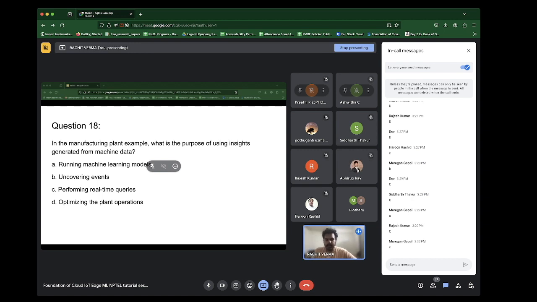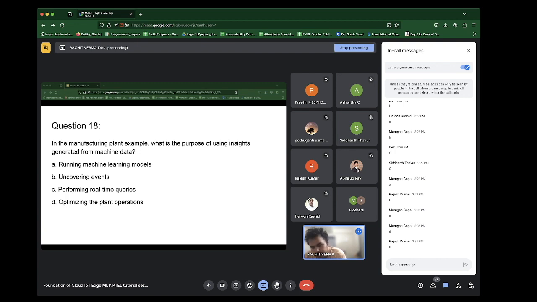In the manufacturing plant example, what is the purpose of using insights generated from machine data? Is it A, running machine learning models, B, uncovering events, C, performing real-time queries, or D, optimizing the plant operations? Two people are saying D. Any other responses? Option C. Okay, so we have D and C as options.